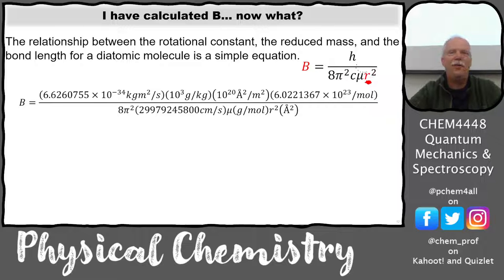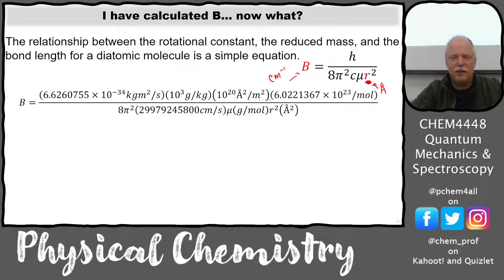So how do we get to that rotational constant? We've got to cancel all the units. We want this in angstroms. And B is going to be calculated in wave numbers. So we've got a whole bunch of conversion factors to go.